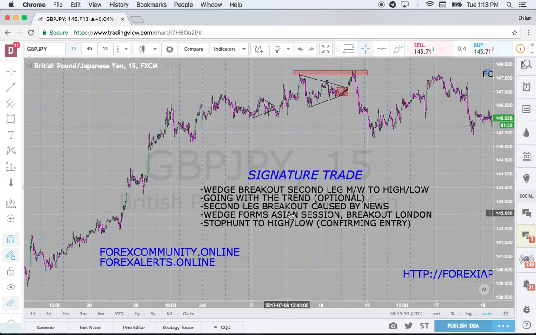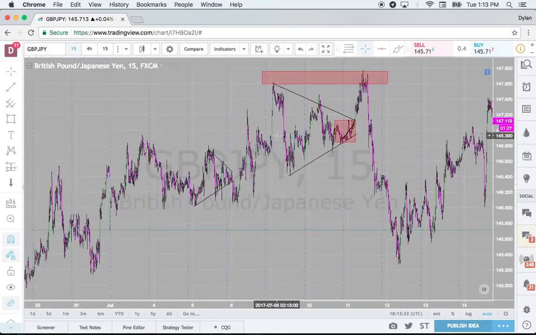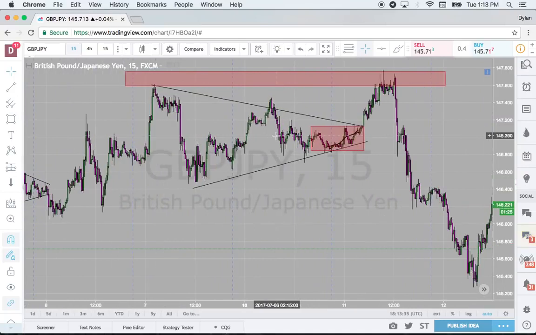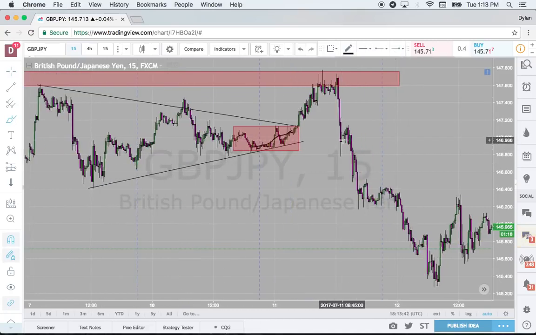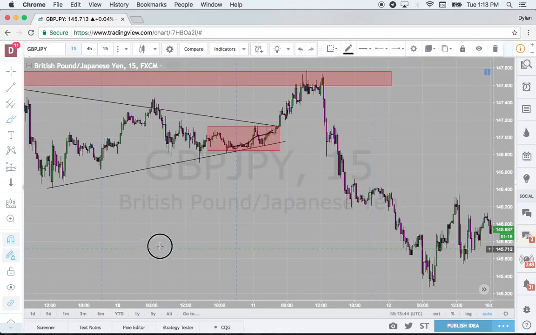So, second leg breakout caused by news. Now, there will be times at which you see these wedge formations forming, and price consolidates all day, and then right at the tip of the wedge a high impact news event comes out at that exact time.